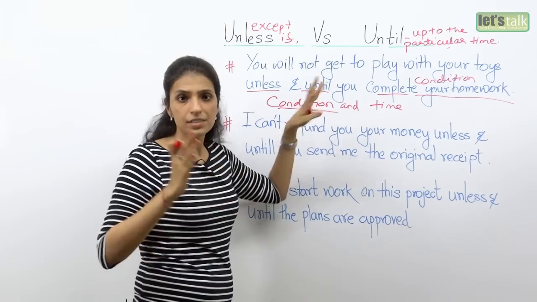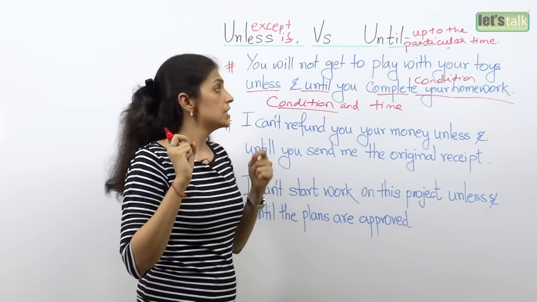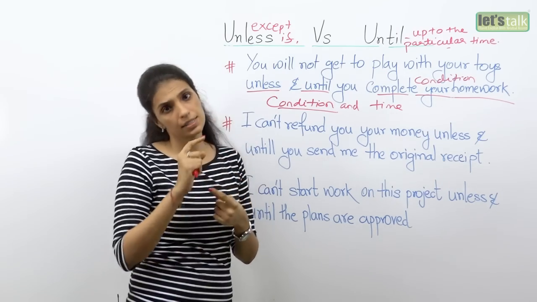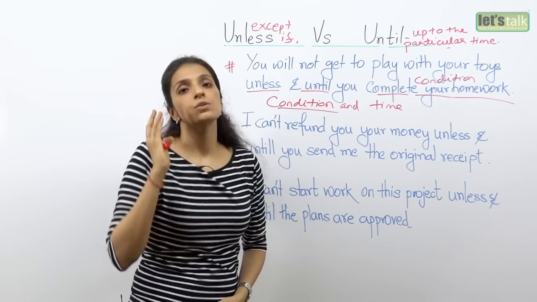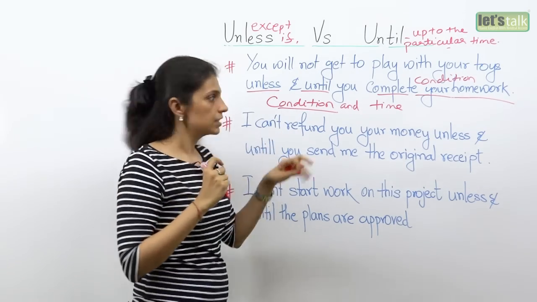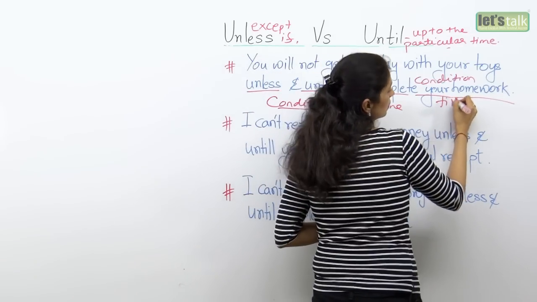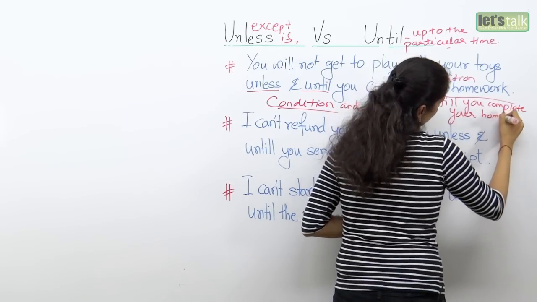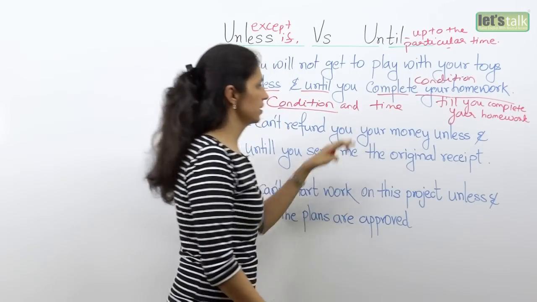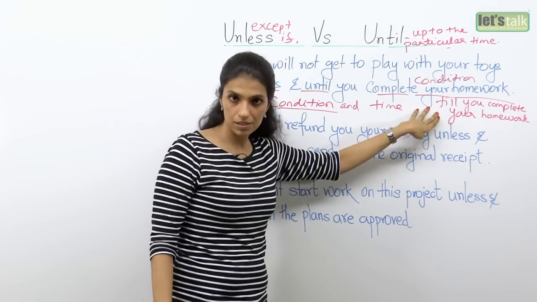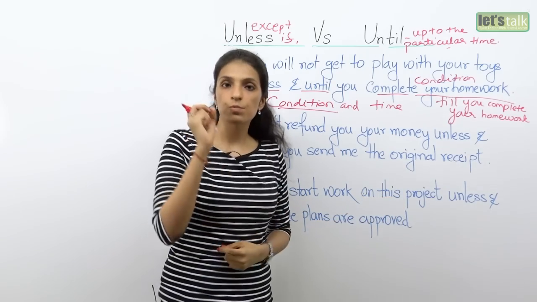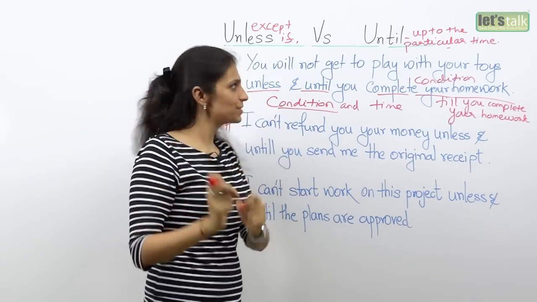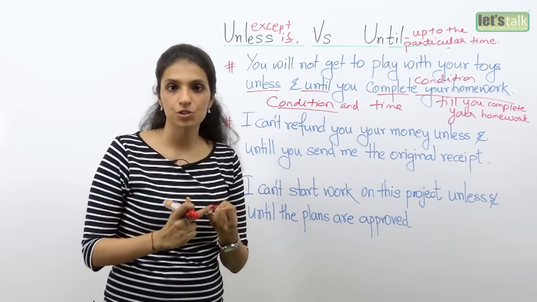So why do we use until? Until, because of the time you complete your homework. Say if you complete your homework at 6 in the evening, you have met both the conditions: completing your homework, and till 6 o'clock, the time you choose to complete your homework, you can't play. So it has both the context, the condition and the time. The time is till you complete your homework. That means you complete your homework and then you can go down to play. So remember, you cannot always use the two in the same sentence, except if the situation calls for both the condition and the time.